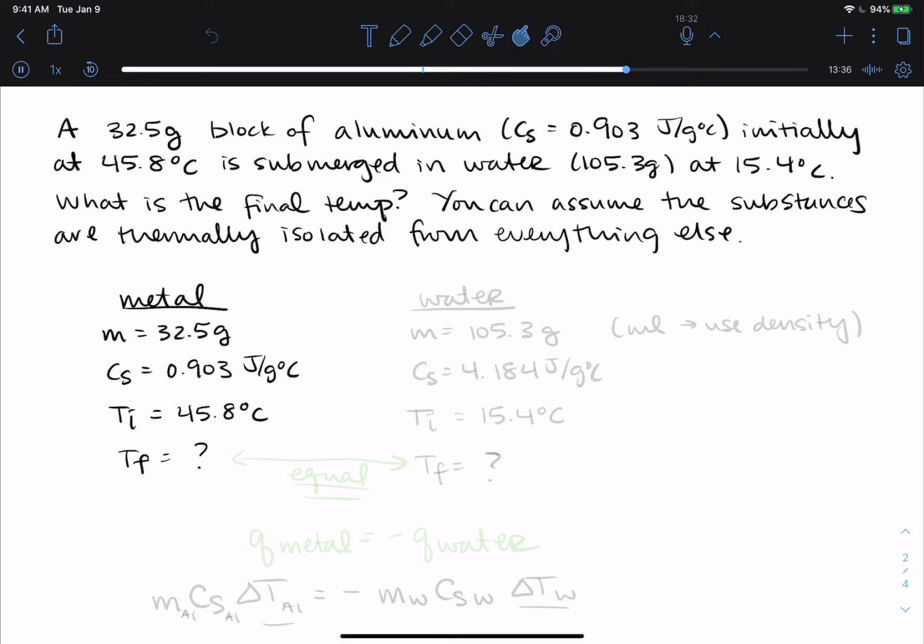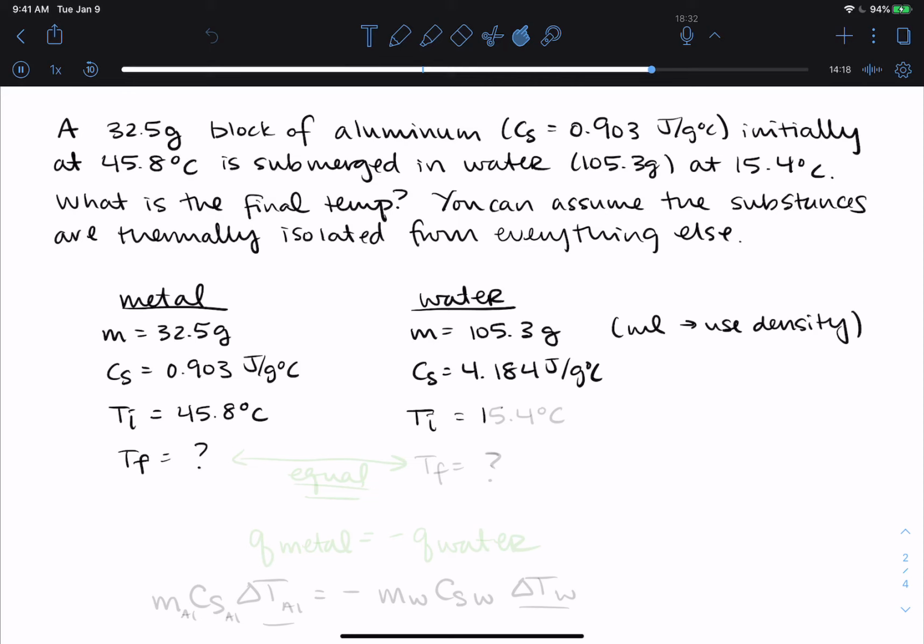The water has a mass of 105.3 grams. Now watch out, sometimes they'll give you this in mLs, and then you just use the density or assume a density of 1 to get out of mLs and into grams if that's what you need. Or maybe take it the next step and get to moles if you're given a molar heat capacity. Thankfully, we get to stick with a specific heat capacity here, which for water is 4.184 joules per gram degree C.